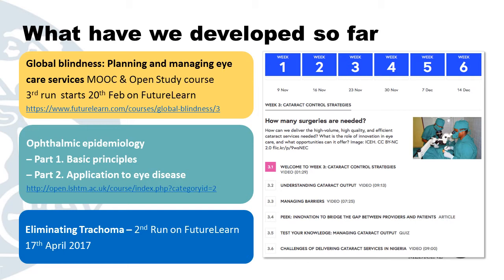We have another course, which is in two parts, on ophthalmic epidemiology, which looks at the basic principles and how we are able to apply epidemiology to understand eye diseases. And both are now open and available for use on the Open Study platform here at the London School. And the final one is eliminating trachoma. We've already completed the first run with over 2,700 participants, and the second run is planned for the 17th of April this year.